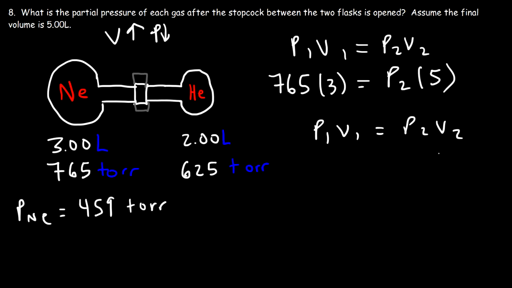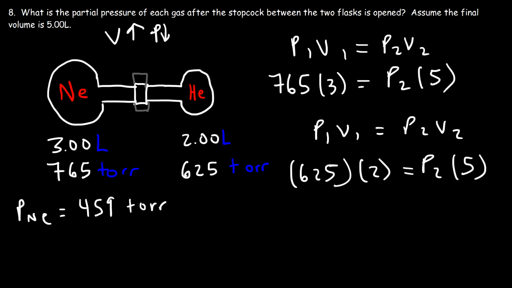Now let's do the same thing for helium. Before the stopcock is opened, the partial pressure of helium is 625, and it has a volume of 2 liters. Now once it's open, the volume increases to 5 liters. So it's going to be 625 times 2 divided by 5. So the new partial pressure of helium is 250 torr.